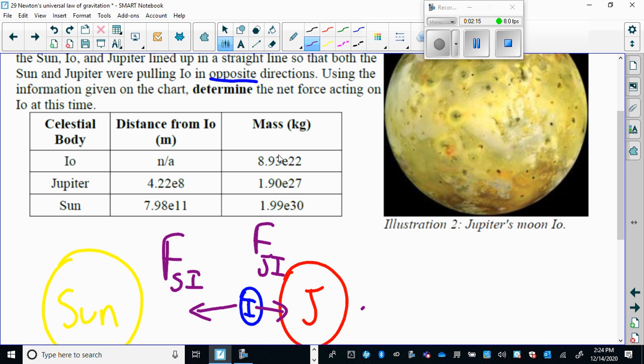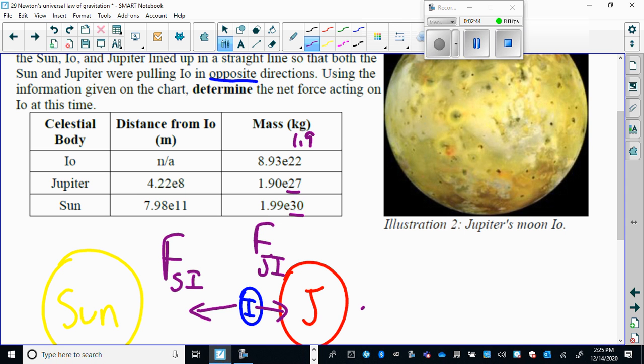Let's look at the mass of the sun and the mass of Jupiter. The mass of the sun is 1.99 times 10 to the 30. The mass of Jupiter, 1.9 times 10 to the 27. So how many more times massive is the sun than Jupiter? People might look at those exponents and think, oh, it's 3 times greater, right? Because one exponent is 27, one exponent is 30, 3 times greater. But that's not the case, because remember, we're talking about exponents here.